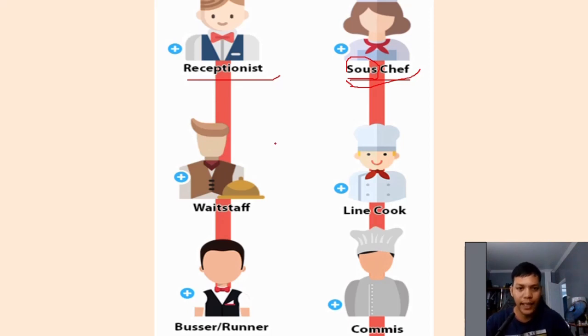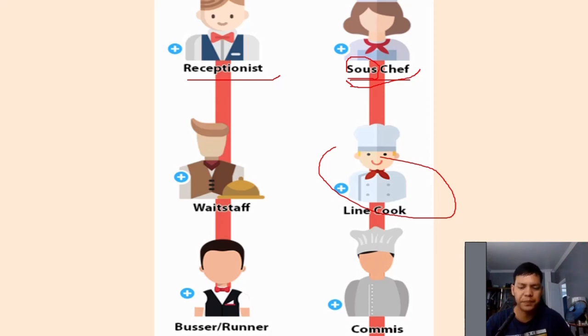And then we also have the line cook here. The line cook will lead most of the cooking in his or her designated station. So when we say line cook, it is a chef or a cook with a specific assignment.